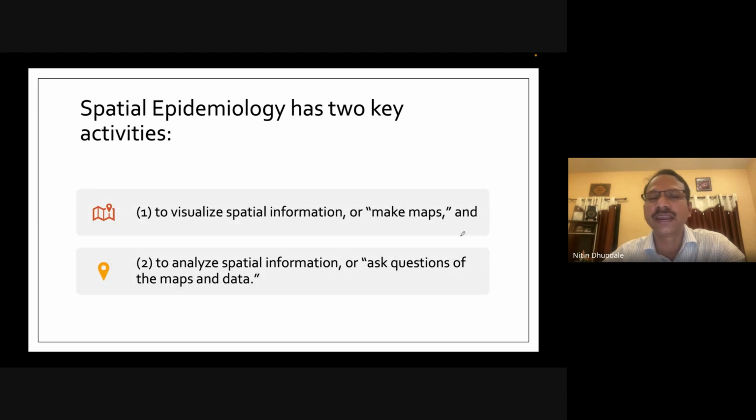So there are two activities which are very important in spatial epidemiology. One is to make maps. With the help of GIS software, we get the spatial data, various files, and create maps of a particular area. And then we do the analytical part, that is, asking questions on the maps and data.